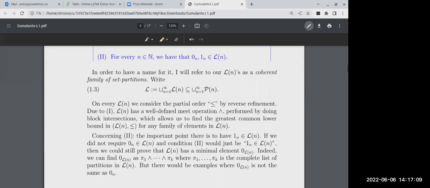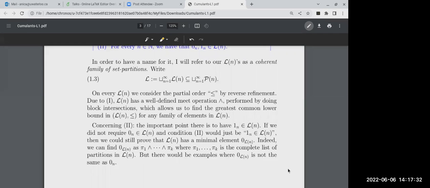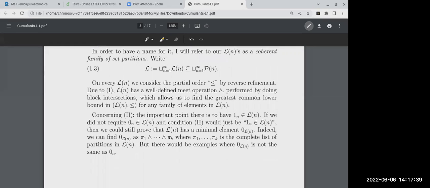Here is a comment, namely that what's really important for a good chunk of the discussion, not for everything, is focusing at the one end. So 0n is less important than 1n, because even if you didn't put 0n in, so you just ask for 1n to be there, still you would get that this L of n is a lattice. Yes, it will come very soon.